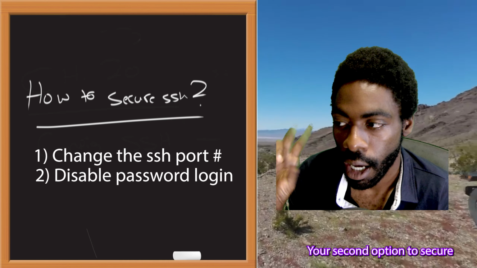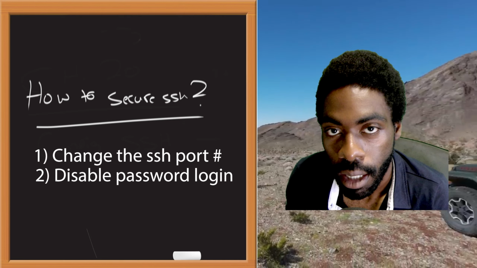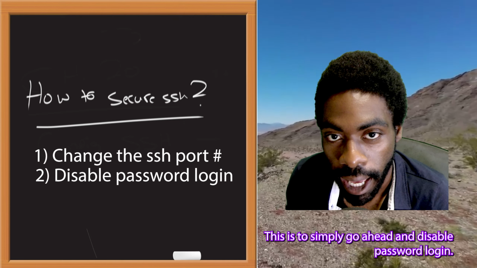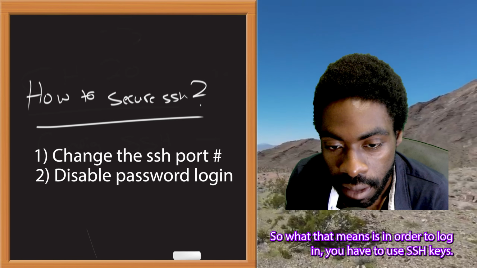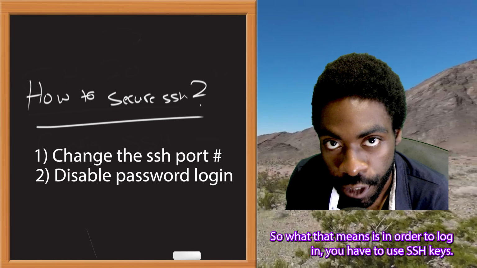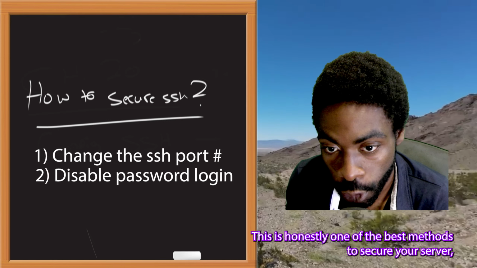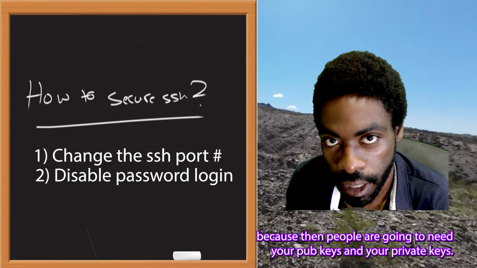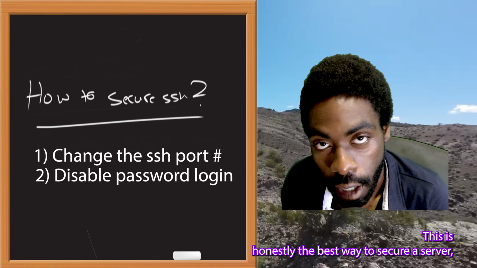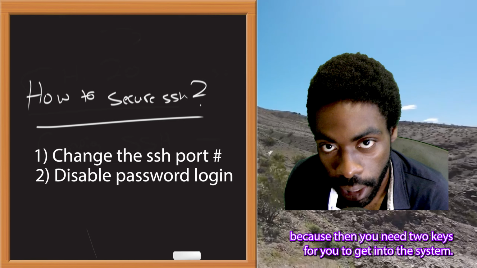Your second option to secure your SSH port makes a little bit more sense. This is to simply go ahead and disable password login. What that means is, in order to log in, you have to use SSH keys. This is honestly one of the best methods to secure your server, because then people are going to need your pub keys and your priv keys. This is honestly the best way to secure your server, because then you need 2 keys to get into the system.